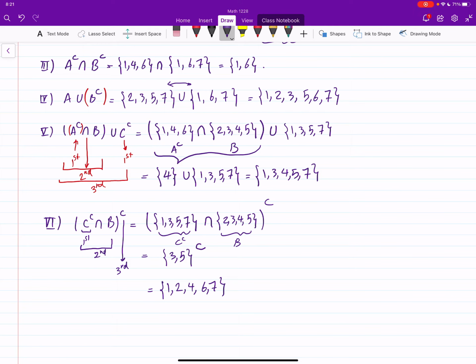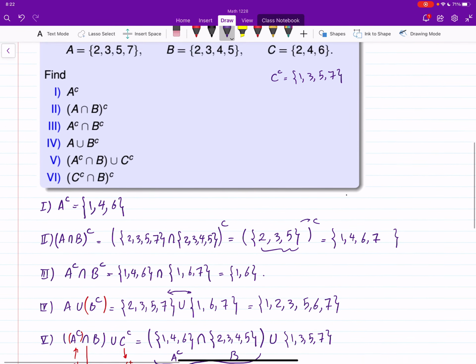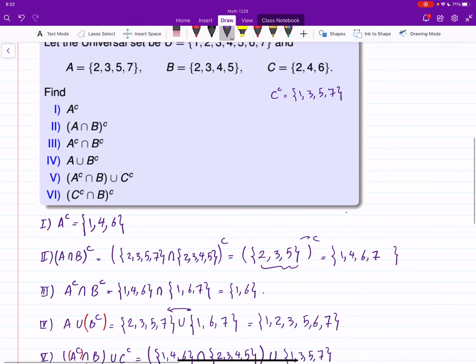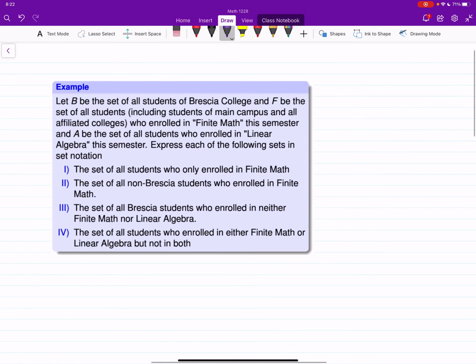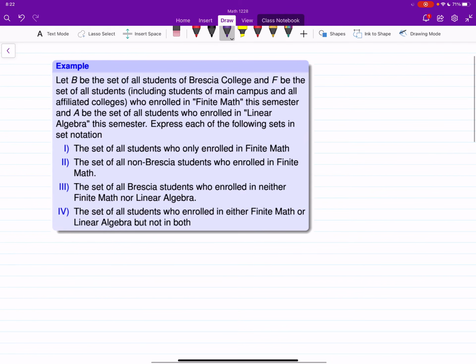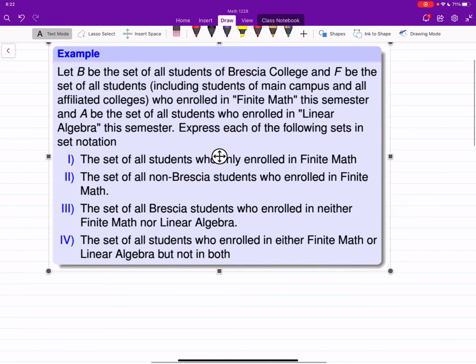And that's how you do work with the complement. I have one more example here, expressing the sets in terms of the set notation. Okay, so here the question we already did in another video, this one.